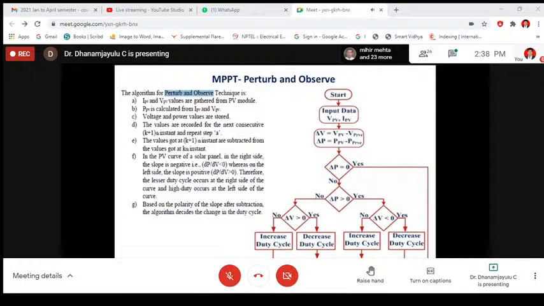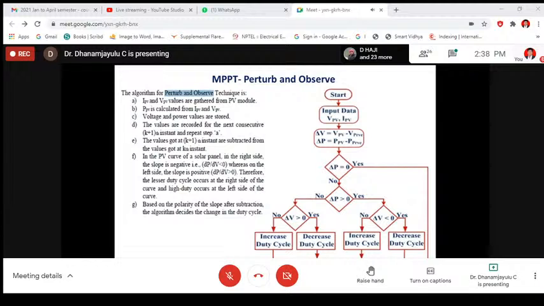Positive, that is dP/dV is greater than 0. Therefore, the lesser duty cycle will occur at the right side of the curve, and high duty cycle will occur on the left-hand side of the curve. Based on the polarity of the slope, after subtraction, the algorithm will decide the changes in the duty cycle. So it is a continuous process to extract the maximum power.